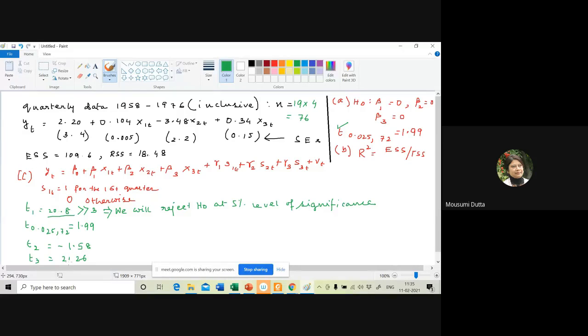The value of ESS is given. Tuba, tell me how we will find TSS? TSS is equal to RSS plus ESS. Very good. In the denominator, you have to write ESS plus RSS. So the numerator is ESS, the denominator is ESS plus RSS. And then tell me the value for R square.